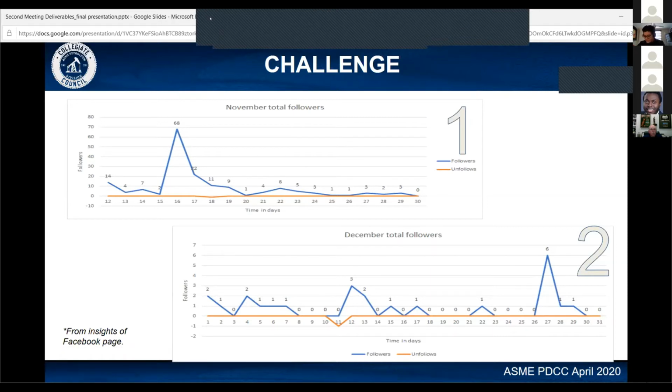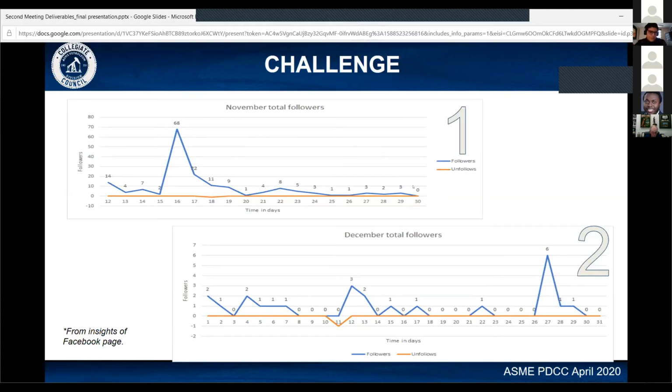The y-axis is the number of followers the page is receiving. The x-axis is time in days, like graph number 1, November. It starts from the 12th because November the 12th was when the Facebook page was created. The orange line means unfollows. That means a person who already followed the page decides for some reason to unfollow it. And the blue line means the follows. It means a new person who visits our page or sees a post and starts following.